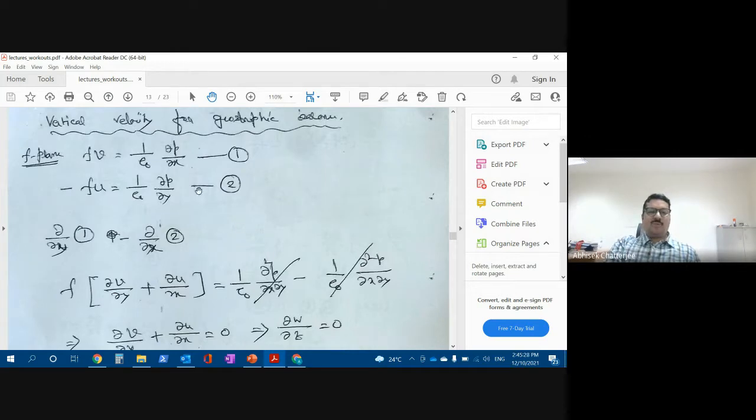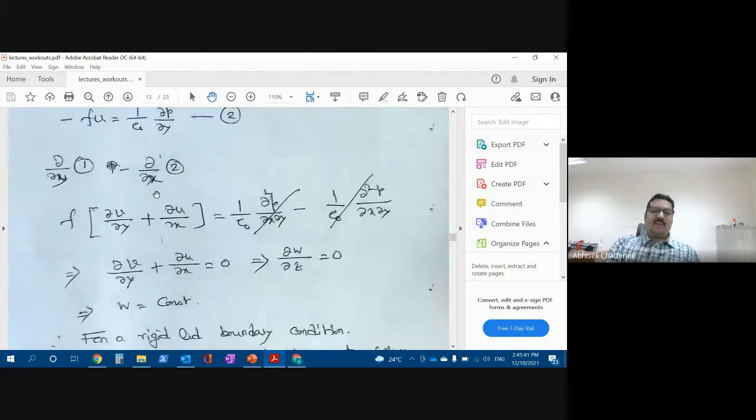And this will be equal to what? The right hand side will cancel each other, because it will be ∂²p/∂x∂y, and this is also ∂²p/∂x∂y, so they will get cancelled out. So you will have f multiplied by (∂v/∂y + ∂u/∂x) equals 0.